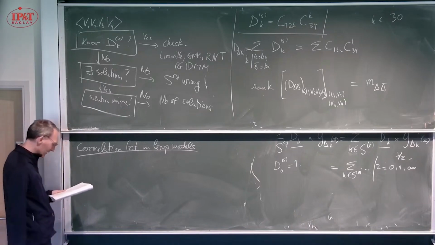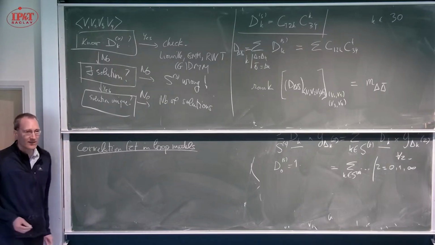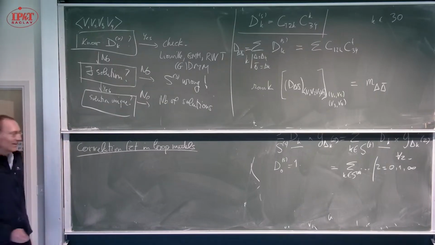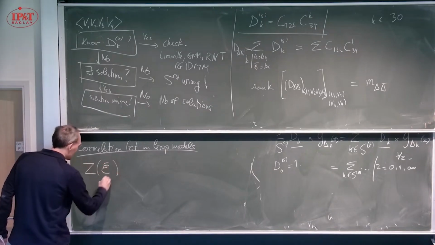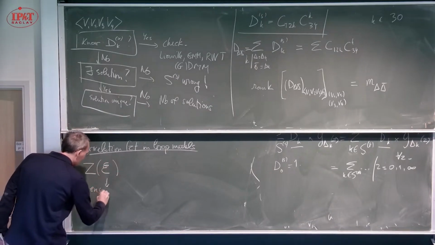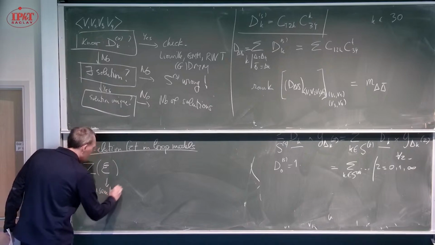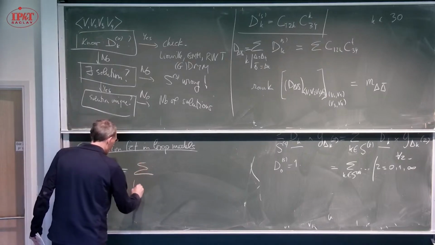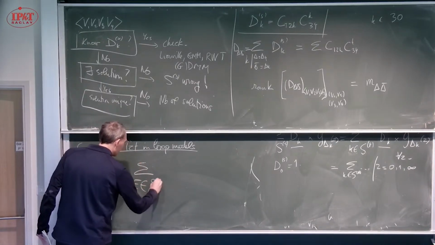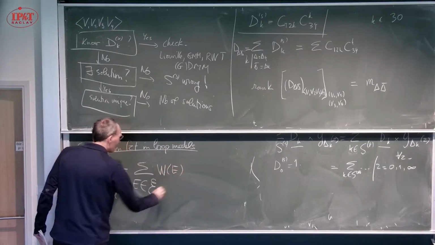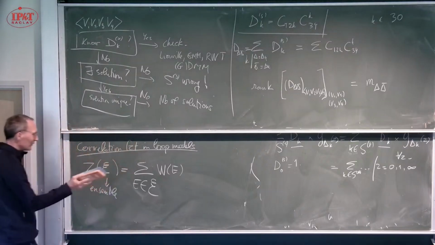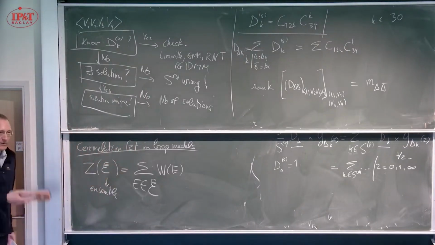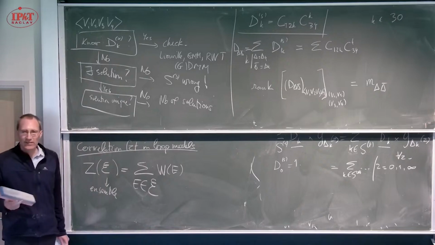So what is a loop model? Well, first, what is a statistical model? So let's define some partition function depending on some ensemble E, as a sum over configurations belonging to the ensemble of the weight of the configuration. So this partition function, in some critical limit, is supposed to correspond to some correlation function in our CFT.